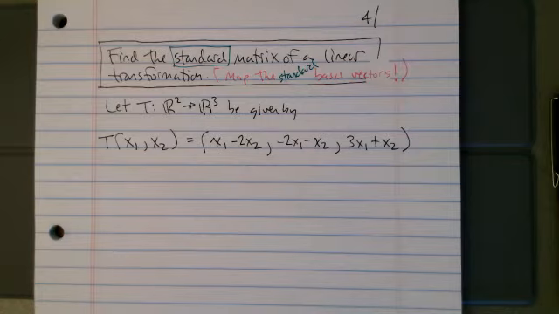So on Wednesday, if I ask how we find the matrix of a transformation, you're going to say, I'll map the basis vectors. That's what we do. The images of the basis vectors under the transformation are the columns of the matrix of the transformation.